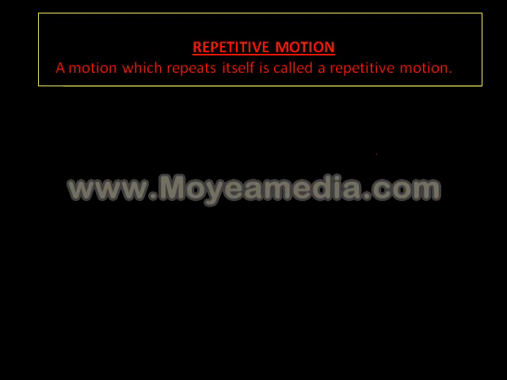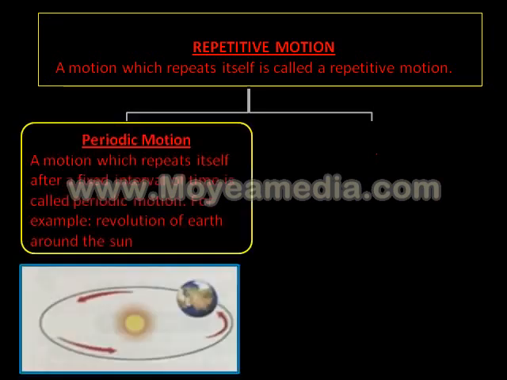The next type of motion is repetitive motion. A motion which repeats itself is called repetitive motion. From the word repetitive itself, we see that the motion will repeat itself. So a motion which keeps on repeating is called repetitive. It is of two types. The first type is periodic motion.